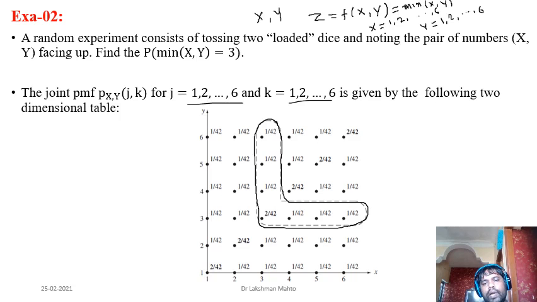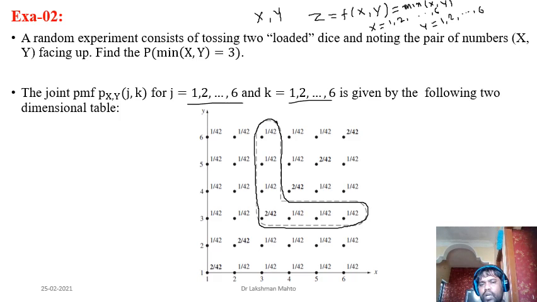Why? Because what is this point? This point is 3 comma 3. That means x equals 3 and y equals 3. If both take the same value, then the minimum of 3 and 3 is 3 itself. If you come to 3 here, x equals 3 and y equals 4. The minimum of 3 and 4 is again 3. If you come here, x equals 3 and y equals 5, so the minimum of 3 and 5 is 3. So it falls in this event. If you come here, again 3 comma 6, the minimum is 3.